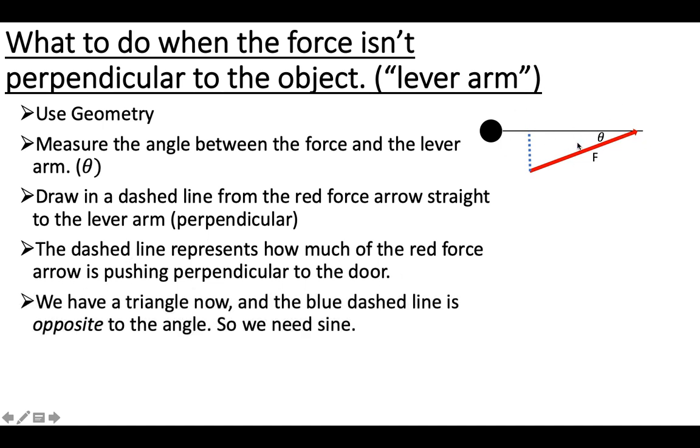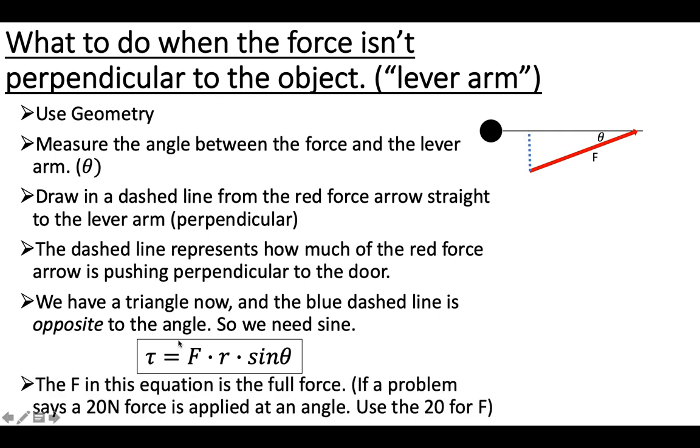Okay, so notice we made a triangle here. The blue dashed line, the part that we want, is opposite to the angle. If you go back to trigonometry in geometry, if we're looking at the side opposite to the angle, then we need sine. So your equation just becomes F R sine theta, and there you go. Theta should always be the angle between the force and the object, or the lever arm.